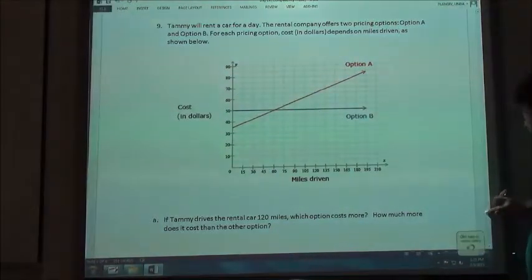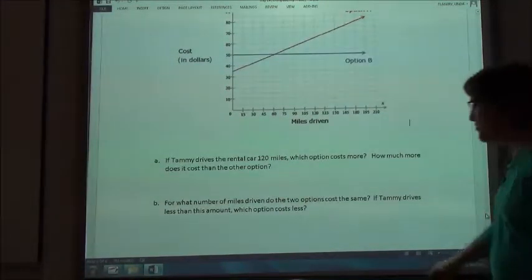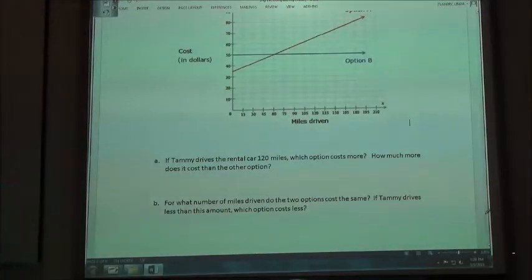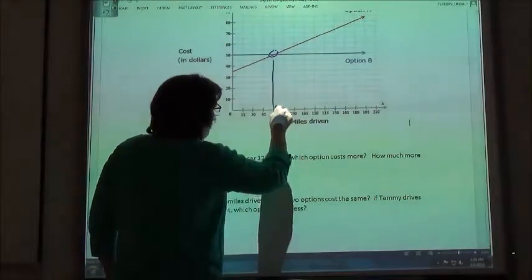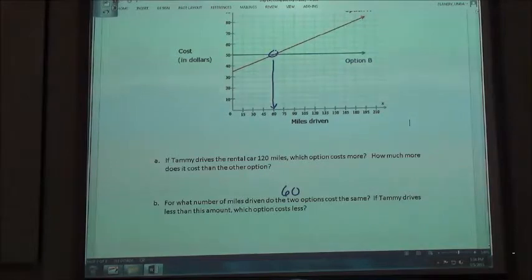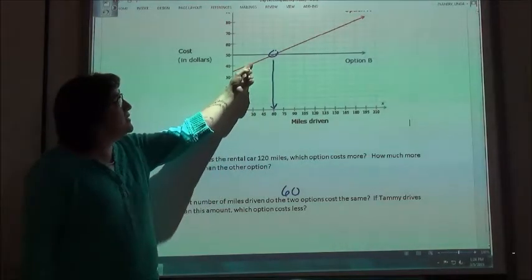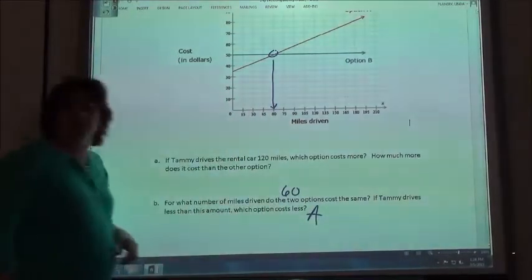Second part of that. For what number of miles driven do the two options cost the same? 60. They intersect here at 60. If Tammy drives less than this amount, less than 60, which option is going to cost me less? So if I pick something less than 60, option A is the one I run into first. So that's the one that's going to cost me less.